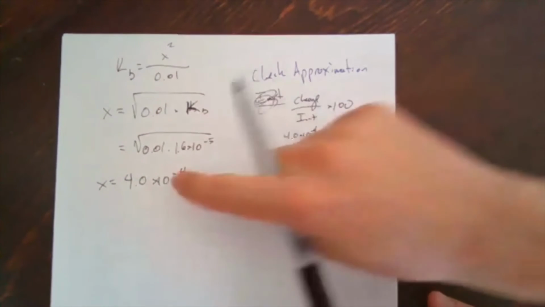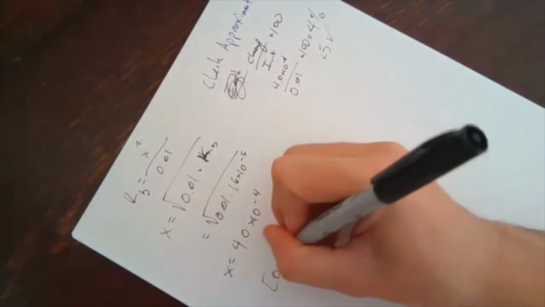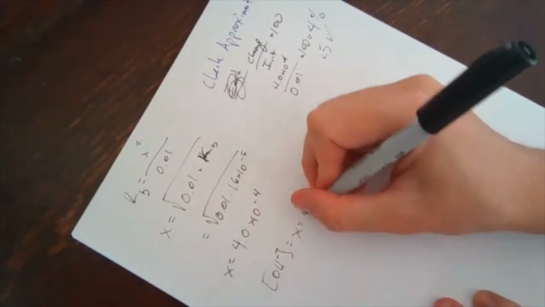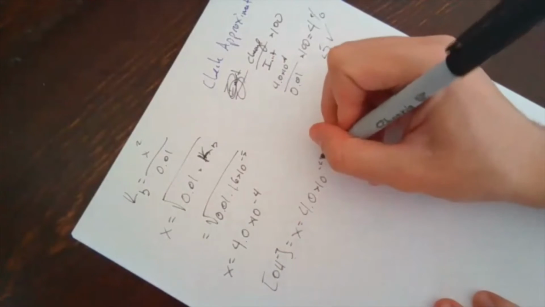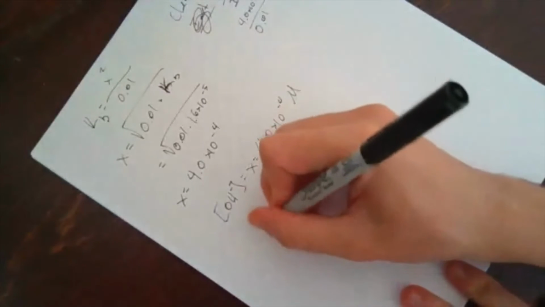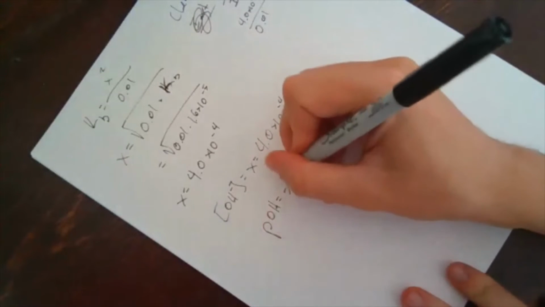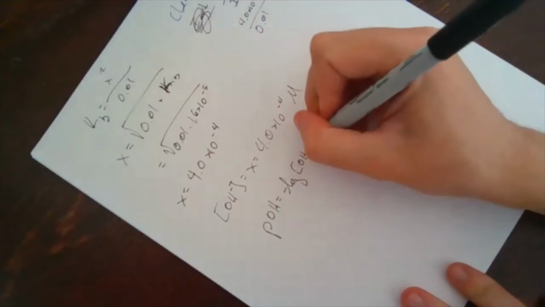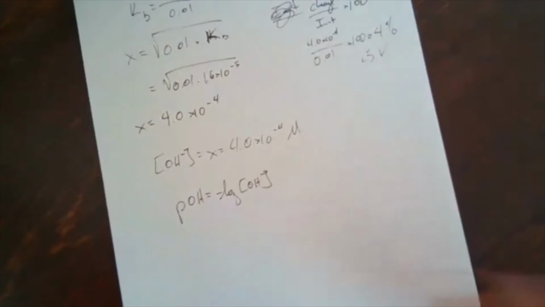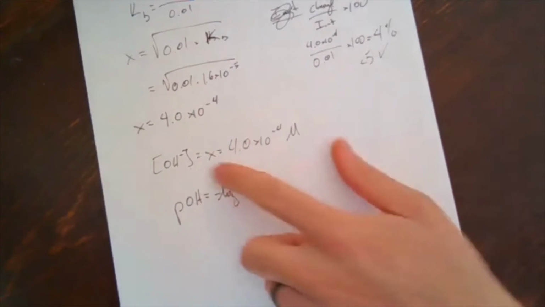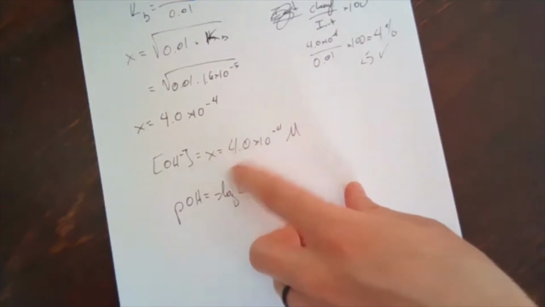So now I've got my x. This x from the ice table is equal to the concentration of hydroxide. So my concentration of hydroxide is equal to x, is equal to 4.0 times 10 to the negative fourth molarity. The pOH is equal to the negative log of the concentration of hydroxide. So what we want is the pH, which comes from hydroniums. Bases don't make hydroniums, they make hydroxides. So we cannot directly calculate the pH from this number.